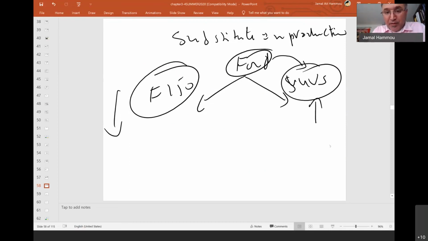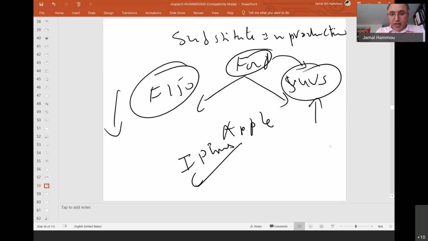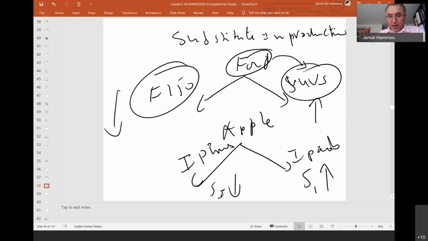I can talk about Apple, for example. They can produce iPhones, or they can produce iPads. So if they increase the production of the iPad, they have to decrease the supply of iPhones because they are substitutes in production. Okay, so you can see the increase.